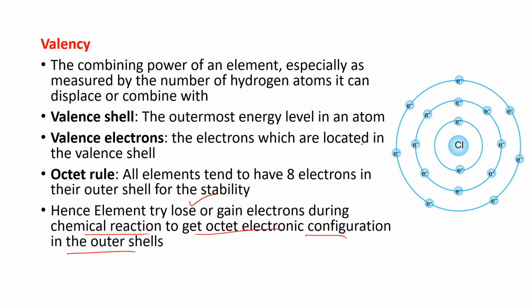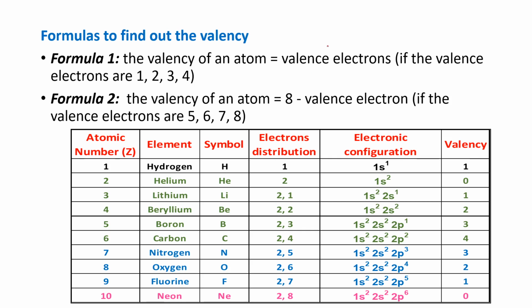The next topic is the formula to find the valency. So what is the valency? Valency means the number of atoms required, or the number of atoms that have to be lost. Each and every atom has a valency, whether it may be 0 or 1 or anything.